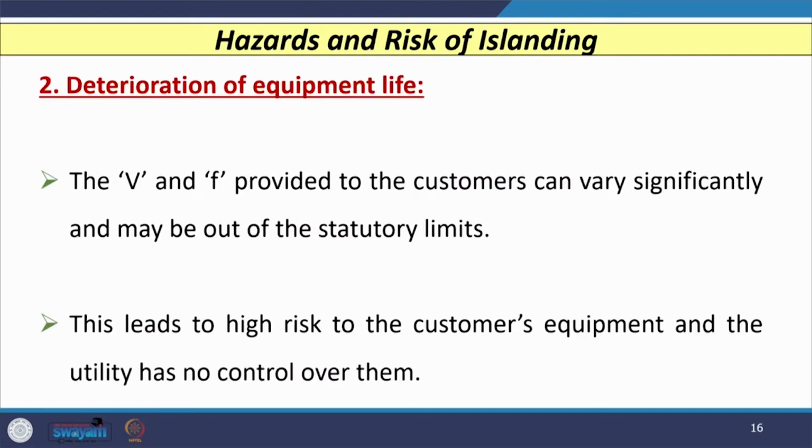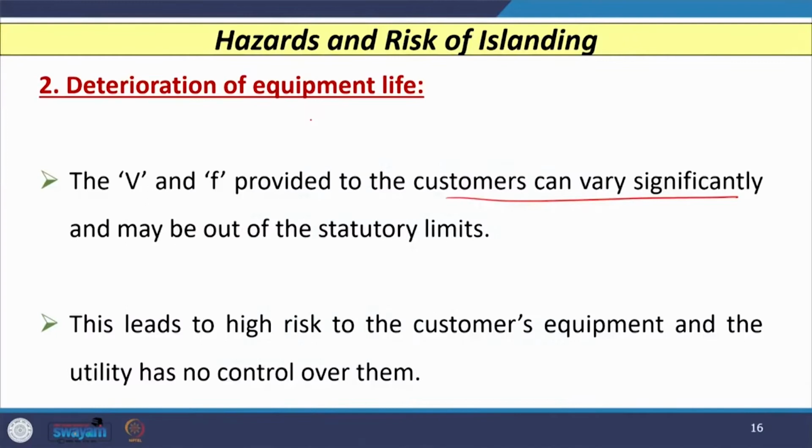Second is the deterioration of life of the equipment. As I told you, V and F both are uncontrolled. Whatever equipment are connected by the customers or consumers, they operate within certain limits of voltage and frequency. If those limits are violated, then definitely the life of this equipment is going to be deteriorated. So, this leads to high risk to the consumer's equipment, and the utility has no control over this situation.